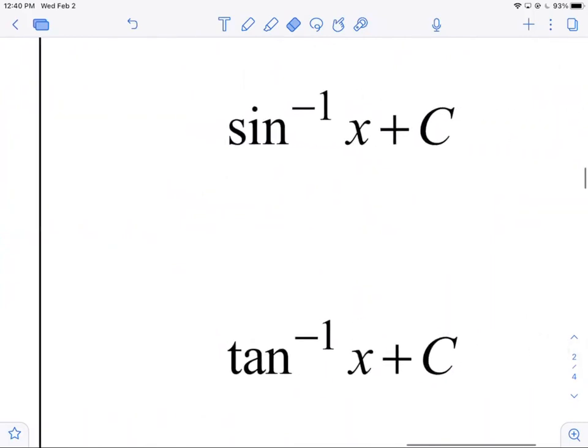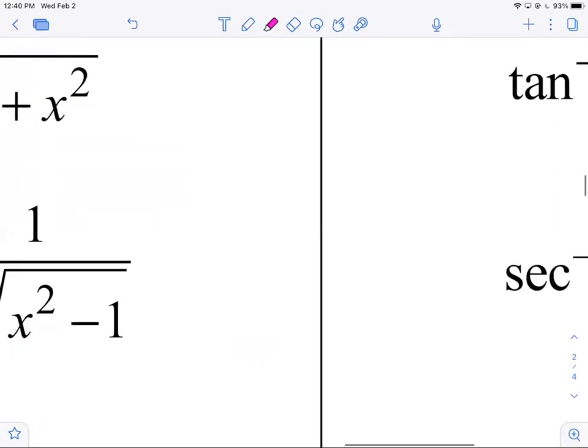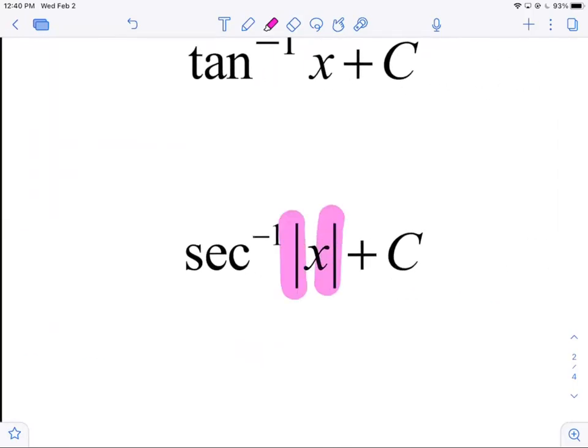Inverse tangent or arc tangent plus c. Oh, look at this rascally rabbit. The absolute value is gone, so we have a larger domain, but it's function minus number. This one is arc secant. It doesn't show up that often. Now, here's the thing. Because x in the bottom at this point could be positive or negative, I preserve that, and arc secant has an absolute value on it as well for domain purposes.